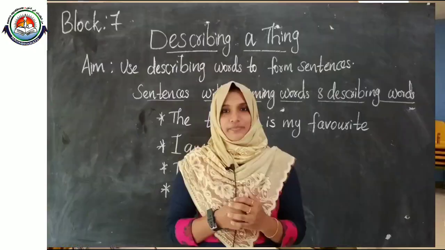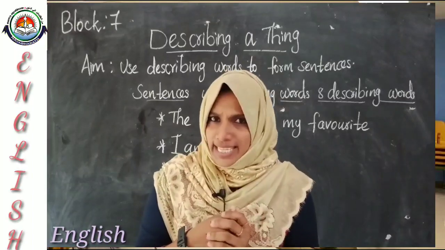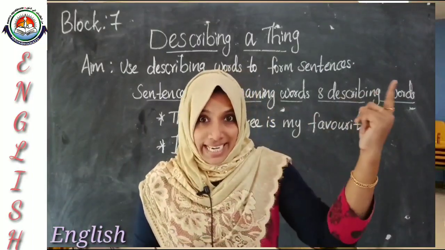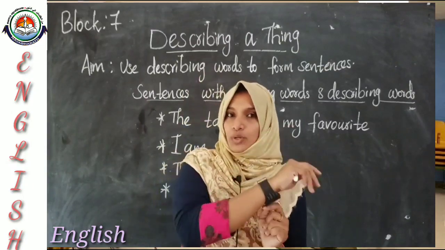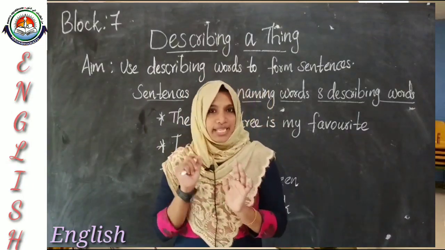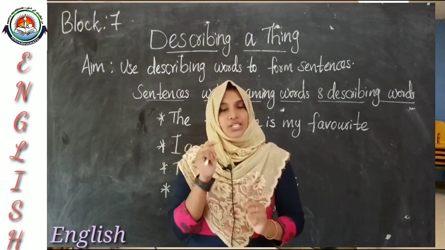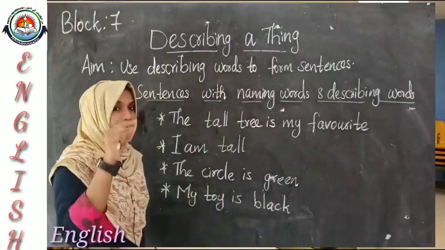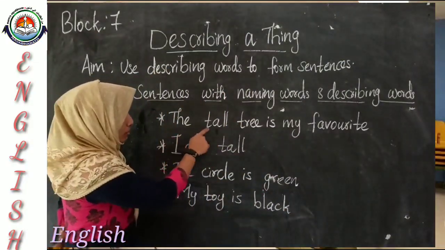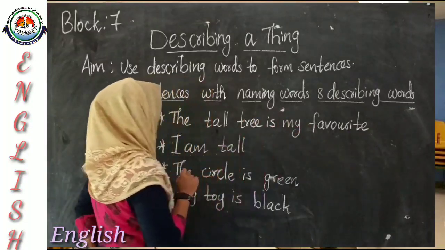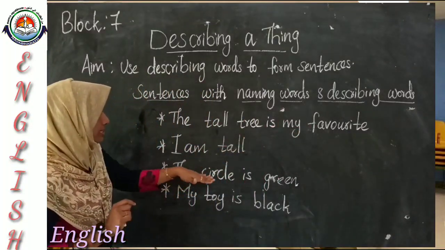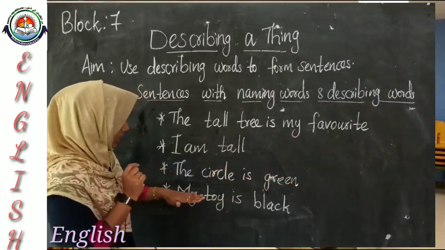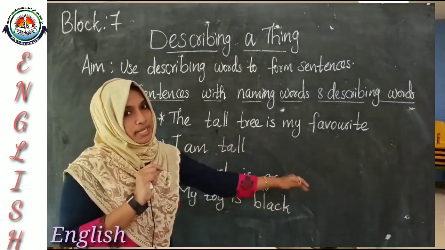Thank you. So dears, how did you make those sentences? In that activity, we used some paper chits. By using those words on the paper, we made some sentences, right? So this is how we made those sentences. The tall tree is my favorite, and I am tall. The circle is green. My toy is black.